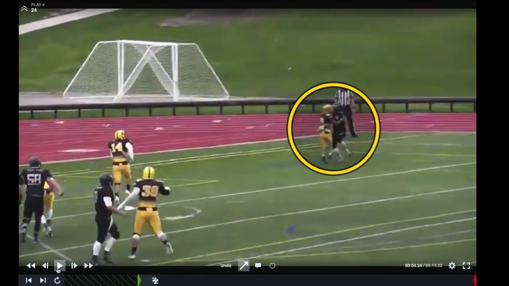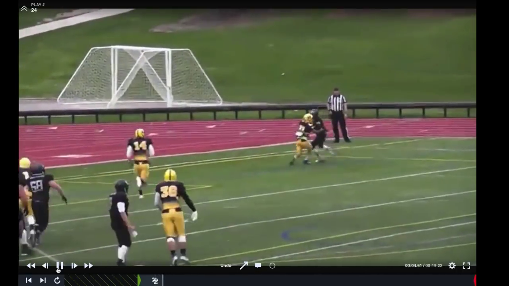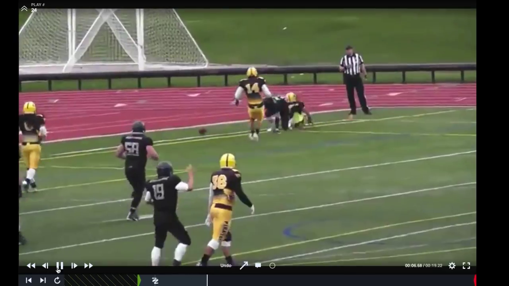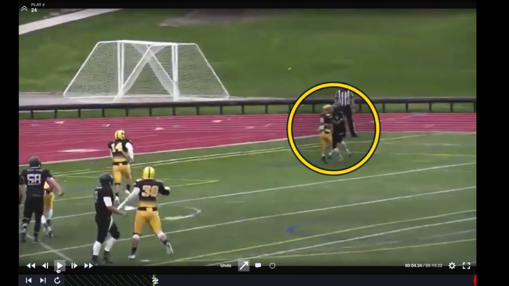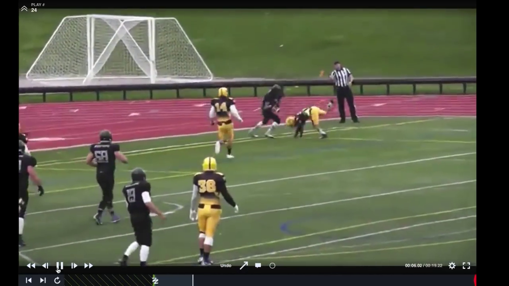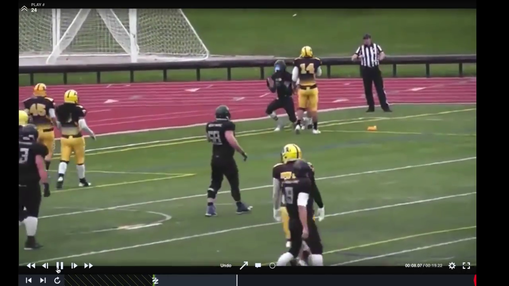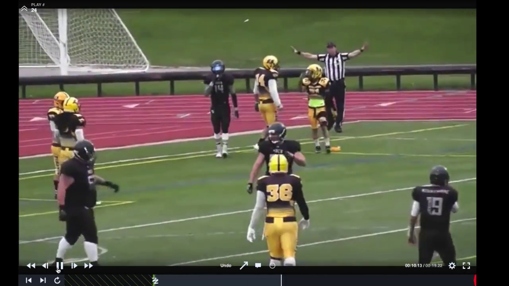He definitely twists him, restricts him enough to make it difficult for him to catch the ball. The receiver actually makes a good little adjustment at the end and almost comes up with it, but definitely pass interference by the defense here.